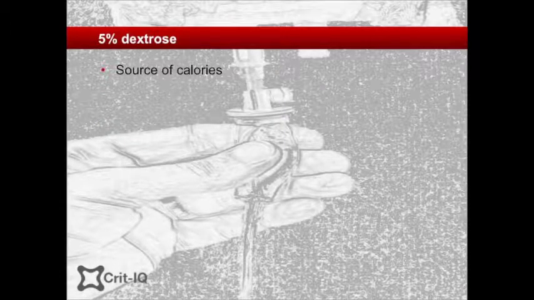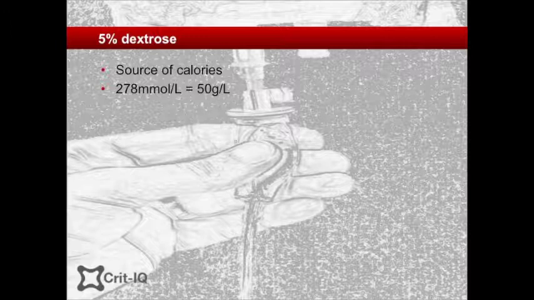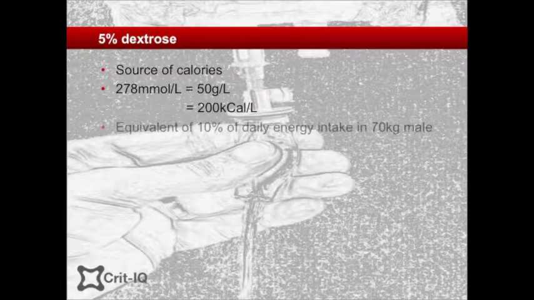It is worth noting that dextrose is also a source of calories. 5% dextrose contains 278 millimoles per litre, or 50 grams per litre, of dextrose, which equates to 200 calories per litre. This is approximately 10% of the daily calorie requirement for a 70 kilogram male.